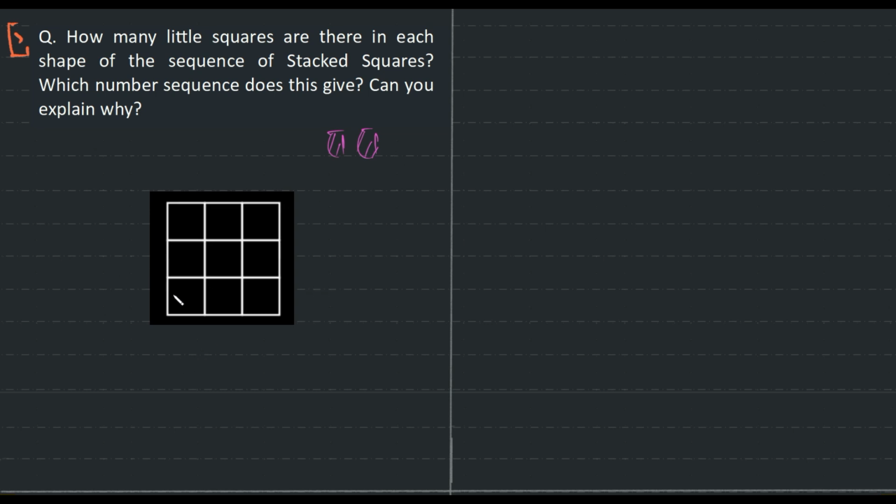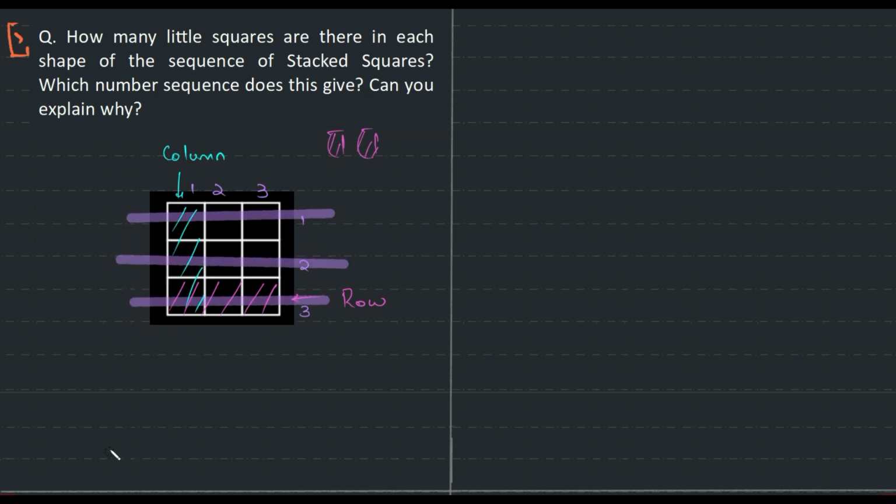Okay, first step, we'll understand a few words. This is a row. This is a column. There are 3 rows, 1, 2, and 3. There are 3 columns, 1, 2, and 3. So this is a column, this is a column, this is a column, while this is a row, this is a row, and this is a row. That has to be very clear. So how many columns and how many rows are there?